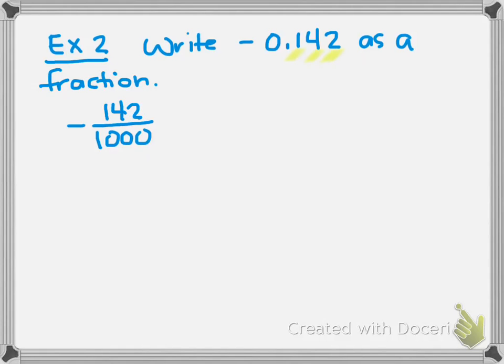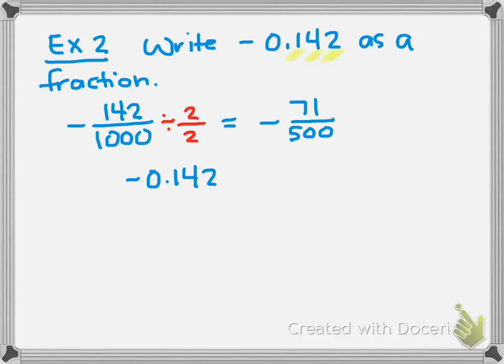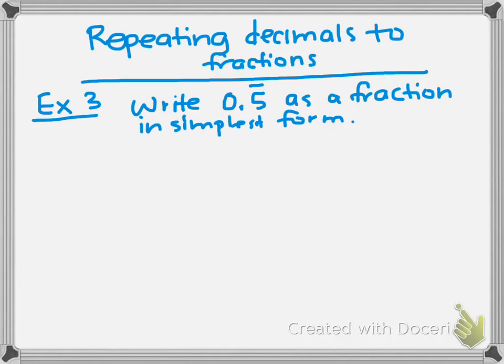Okay, you're going to reduce that. Find a number that divides into 142 and 1,000. Let's try 2. 2 divides into both numbers. 142 divided by 2 is 71. 1,000 divided by 2 is 500. And we can't reduce that anymore, so negative 0.142 as a decimal is the same as negative 71/500ths as a fraction.